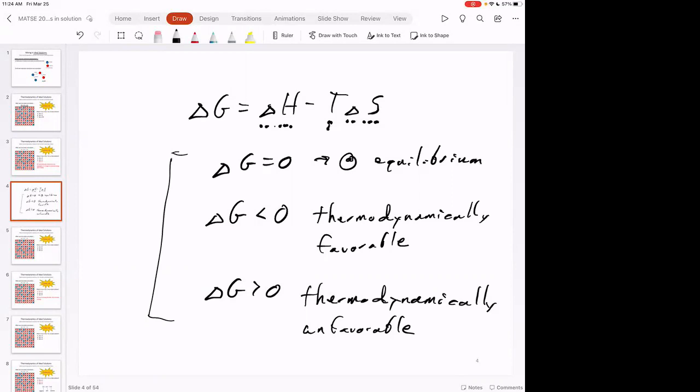If a process is thermodynamically favorable, is it going to happen or not? Yeah, eventually it will happen. We just don't know how fast it will happen.